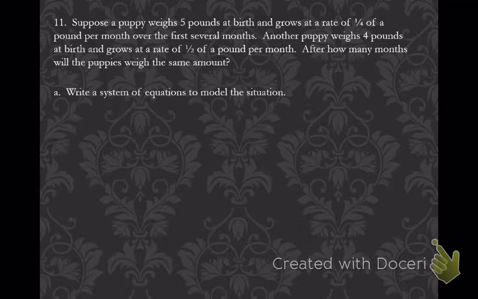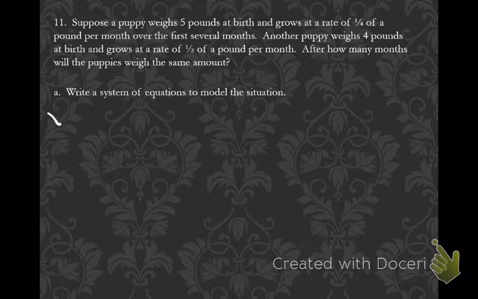All right, so what'd you come up with? Suppose a puppy weighs 5 pounds at birth and grows at a rate of 1/4 pound per month over the first several months. Another puppy weighs 4 pounds at birth and grows at a rate of 1/2 pound per month. After how many months will the puppies weigh the same amount?